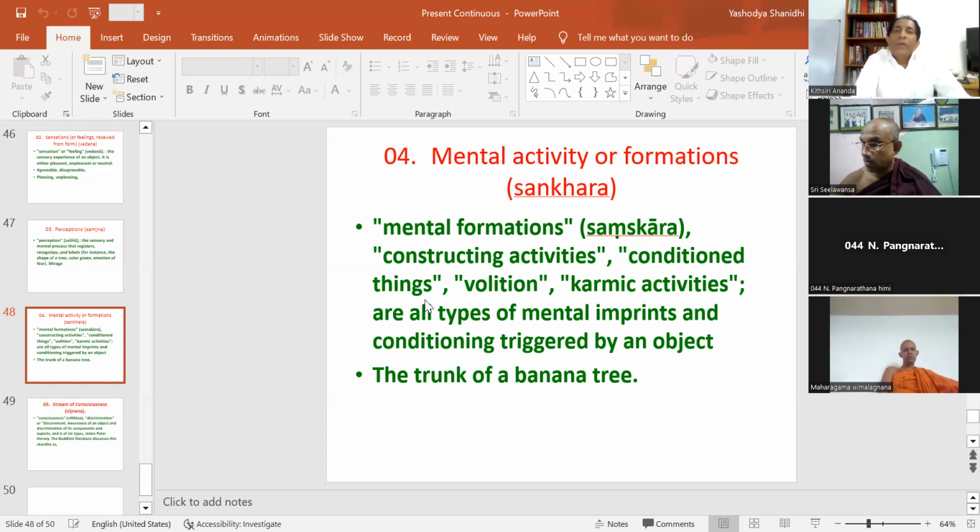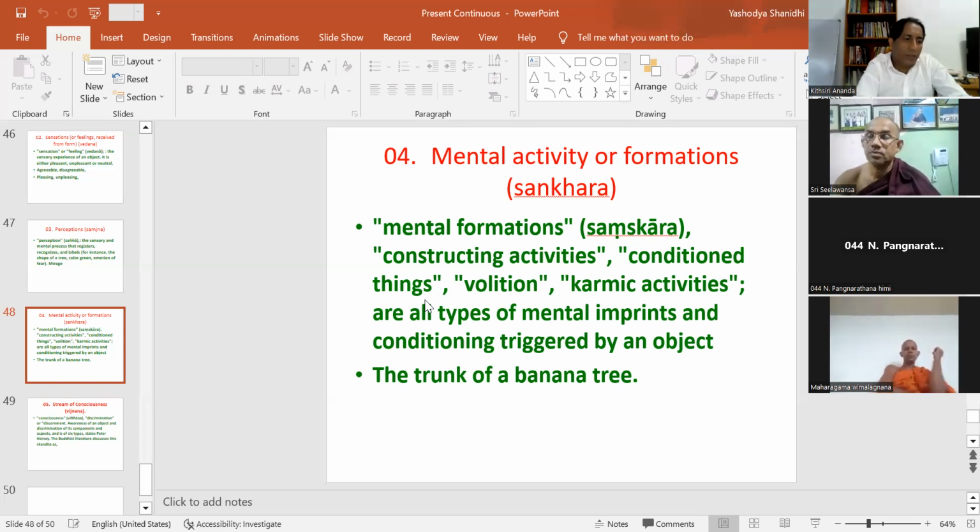Here, we highly emphasize the mental formations, manasika sankhara, as Buddhism is a teaching which is more into psychology. We also call them mental construction. All the conditions are also called sankhara. Whatever forms are conditioned are considered to be sankhara.